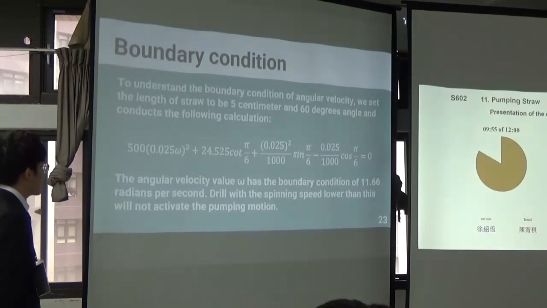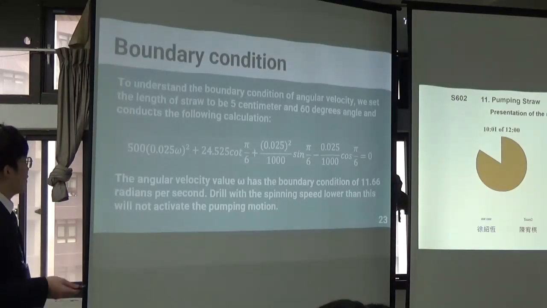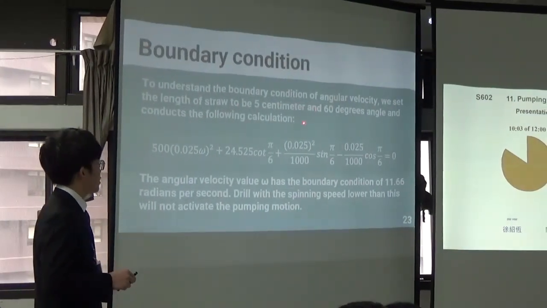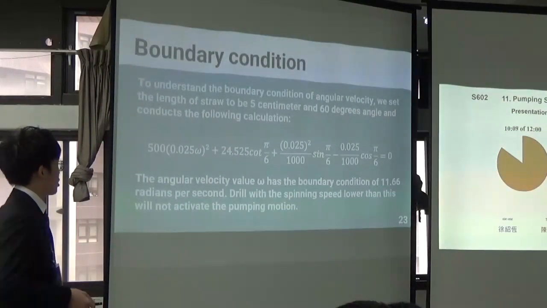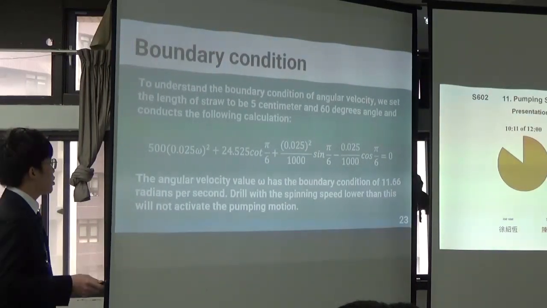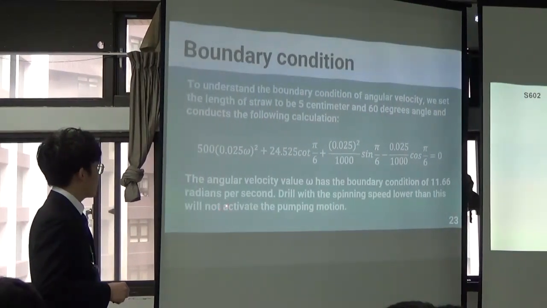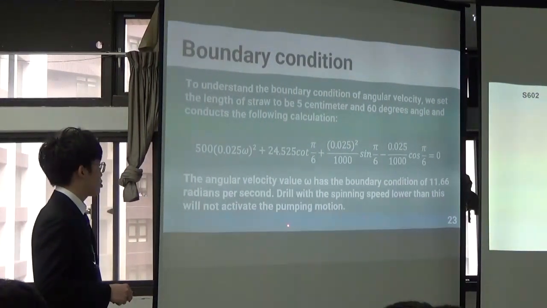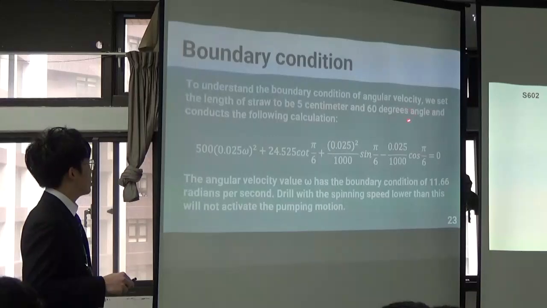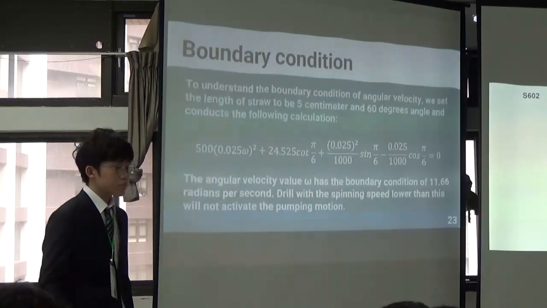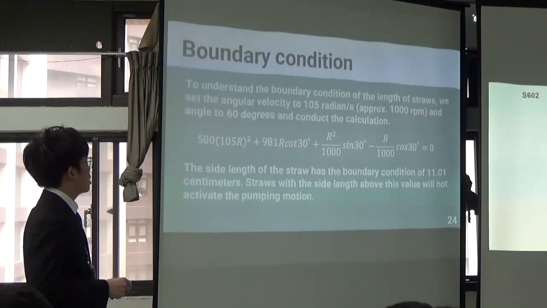And there are some boundary conditions that I would like to mention. To understand the boundary condition, we have to set several variables. We set the length of the straw to 5 centimeters and the vertex angle to 60 degrees, and we want to know the boundary condition for our angular velocity. After our meticulous calculation, the result is about 11.66 radians per second. So a drill with a spinning speed lower than this value, with this setup, will not activate a pumping motion.